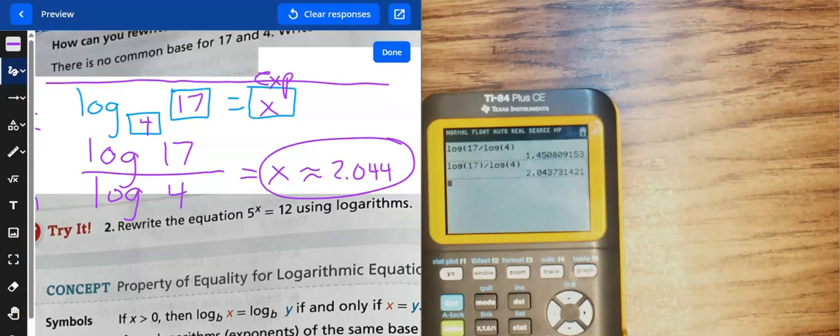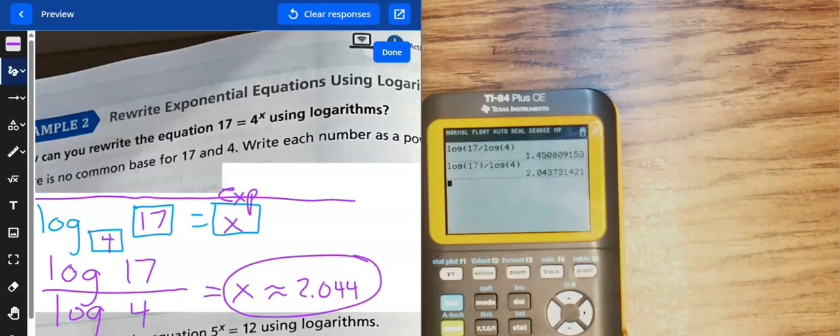How did I know the answer was going to be between 2 and 3? Without doing anything, how did I know? I didn't know what it was, but I knew it would be between 2 and 3. Yeah, 4 squared is 16, but 4 cubed is 64. Now, does it make sense that this is going to have to be closer to 2 than 3? Yeah, because 17 is a whole lot closer to 16 than 64.